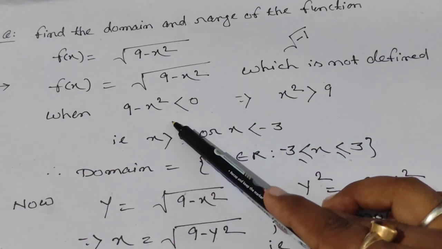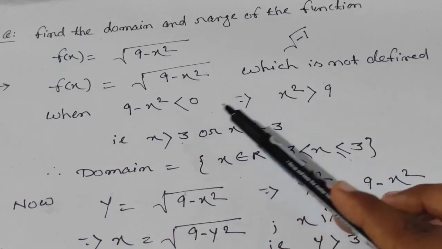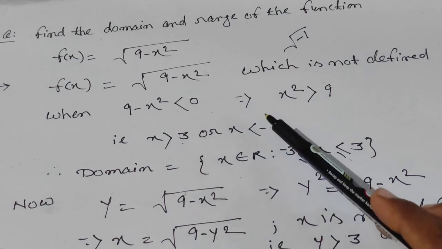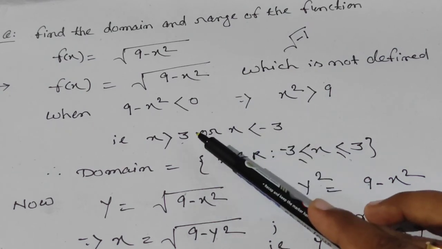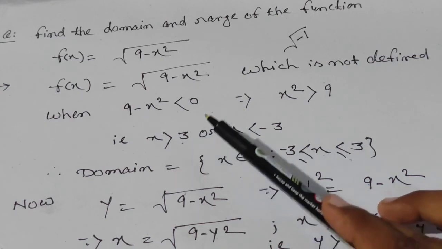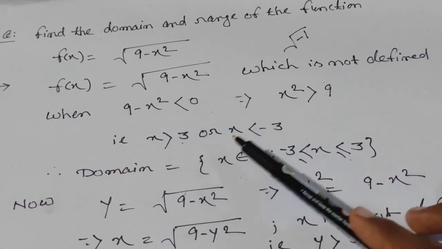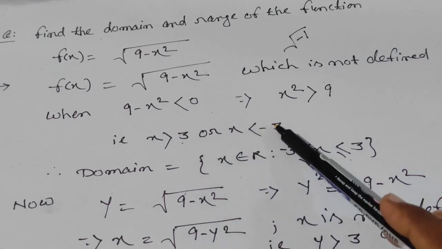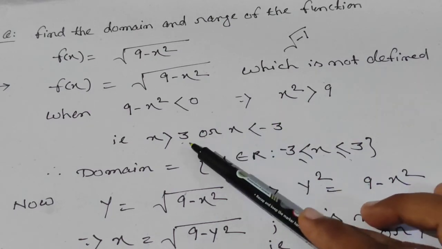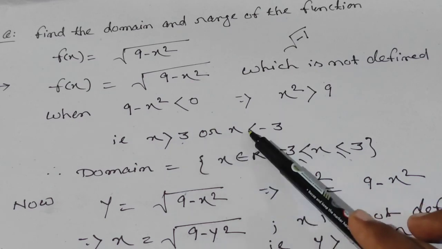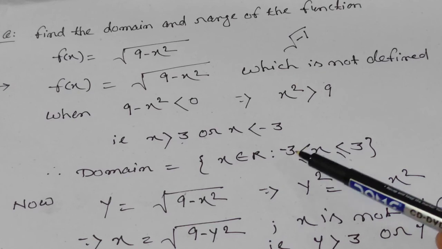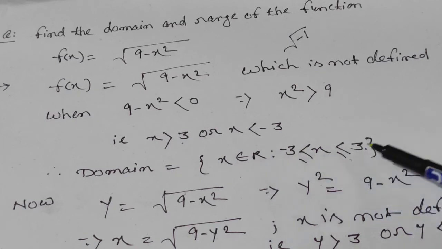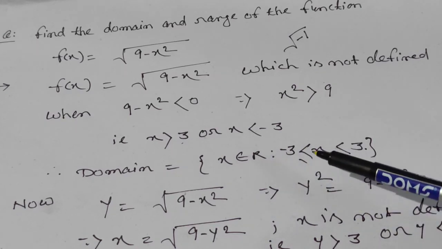So if it is equal to 0, what are the possible values of x? The possible values of x will be either 3 or minus 3. So we can say that this can't be the value of x, because it is not defined if the value of x is either greater than 3 or less than minus 3. So we can say that our domain is in between minus 3 to 3. So this is our domain. This is the way to find what are the possible values of x we can take, that is our domain.